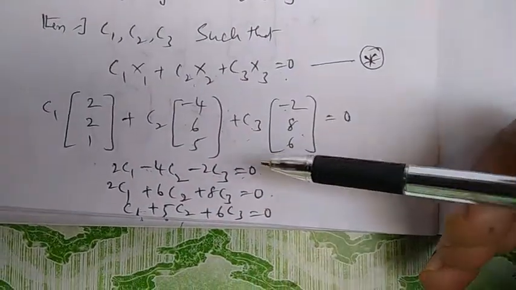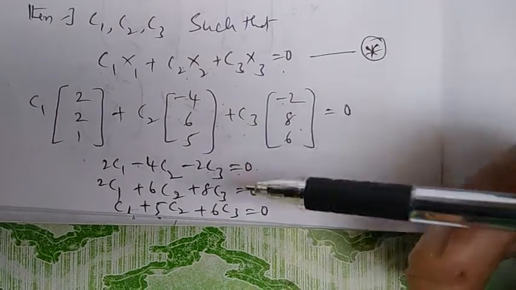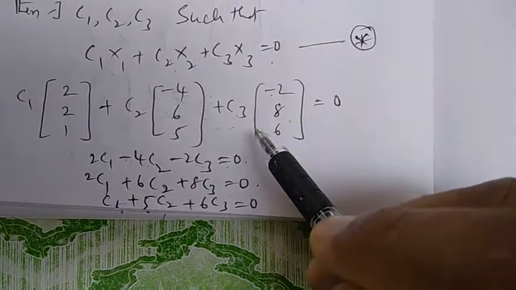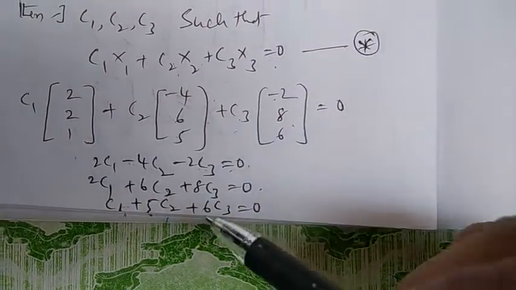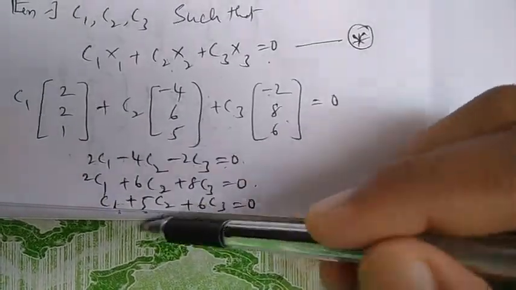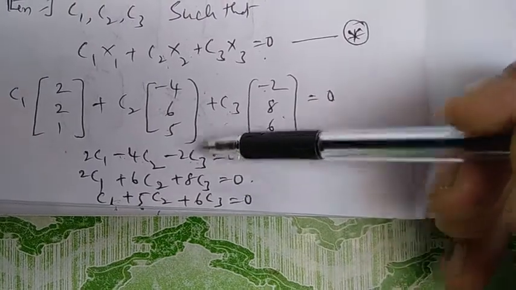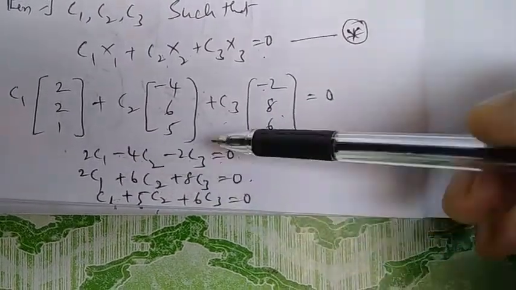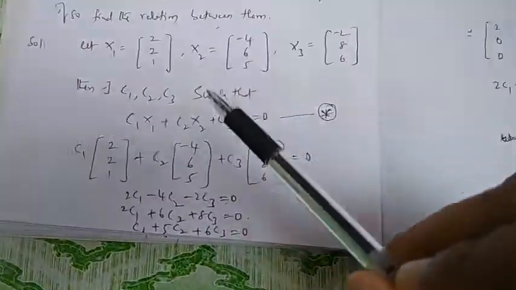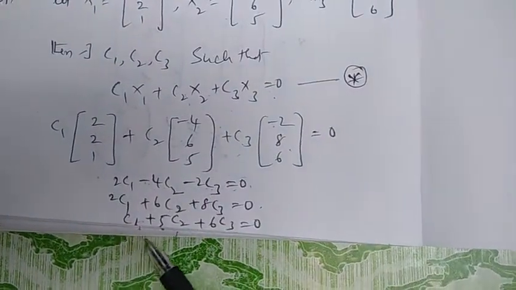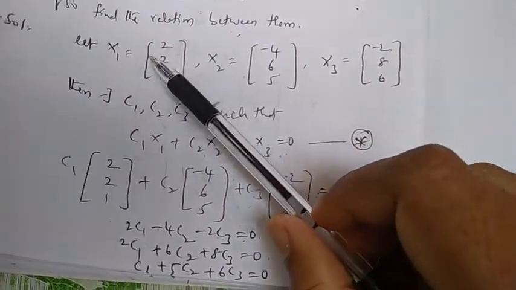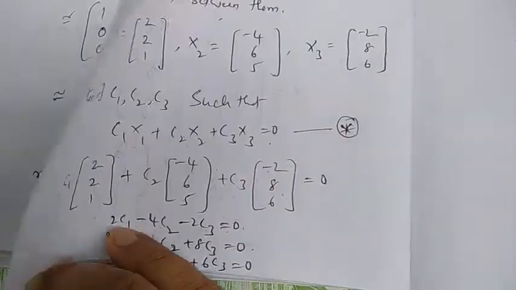In a homogeneous system you have two cases: it may have an infinite number of solutions, or it may have a unique solution. What is a unique solution? The unique solution is the zero solution, that is, all the variables equal to 0. If this homogeneous system has the zero solution, where c1 equals 0, c2 equals 0, c3 equals 0, then x1, x2, x3 are linearly independent. It means that if the homogeneous system has a unique solution, then the given vectors are linearly independent.